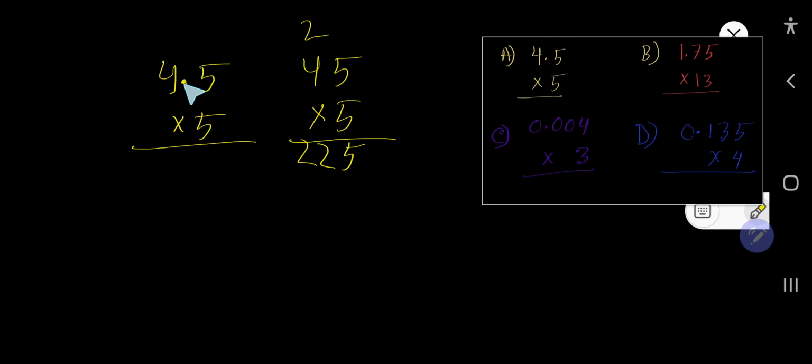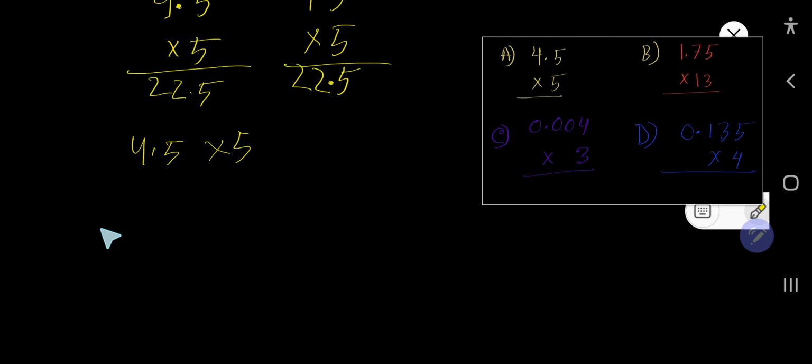Look, here after the decimal we have one digit. So you need to write the decimal here, right? So in the result we have one digit after the decimal. So 22.5 is the result, right? Here is another way to multiply this decimal by this 5.